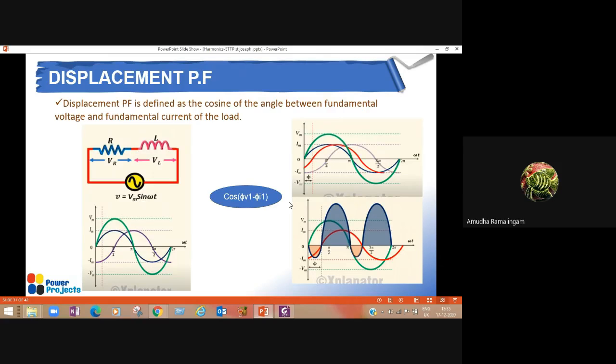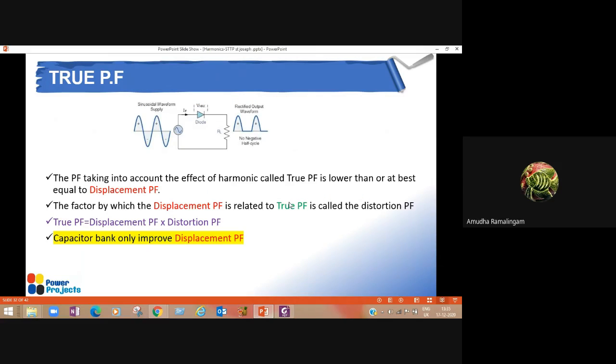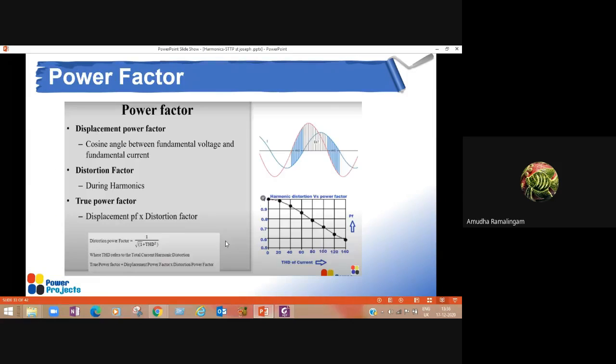But there is also a power factor called the true power factor. This comes into the picture only when you have harmonics in your system. This power factor takes into account the displacement power factor as well as the distortion factor. The true power factor is the product of the displacement power factor and the distortion power factor, where the displacement power factor is the cosine of the angle between voltage and current, and the distortion power factor is 1 by root of 1 plus THD square, where this THD is the total current harmonic distortion.